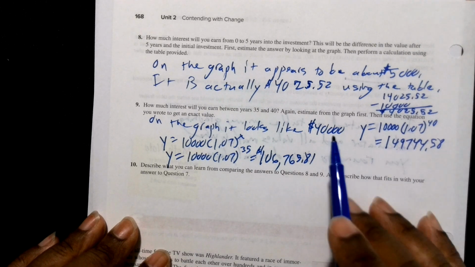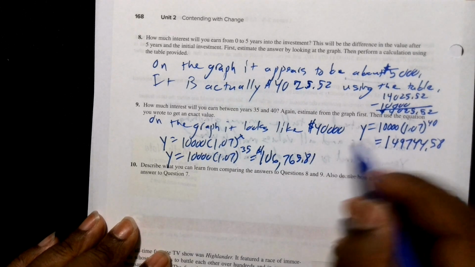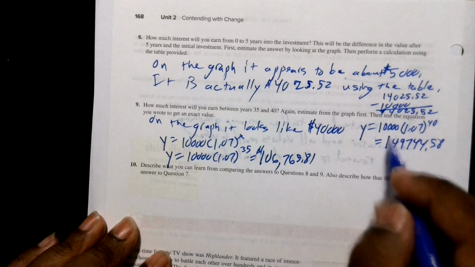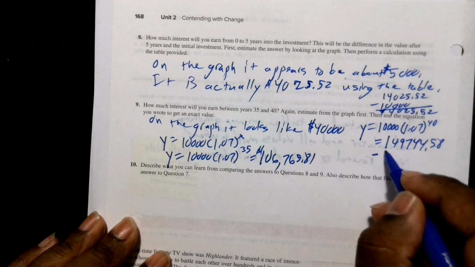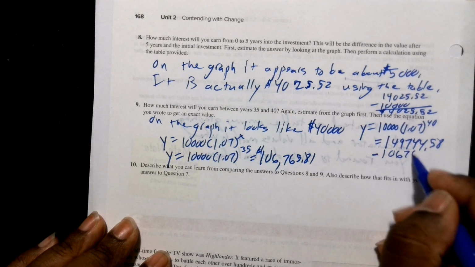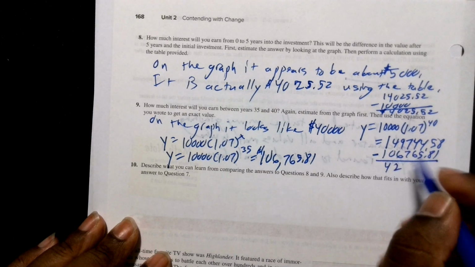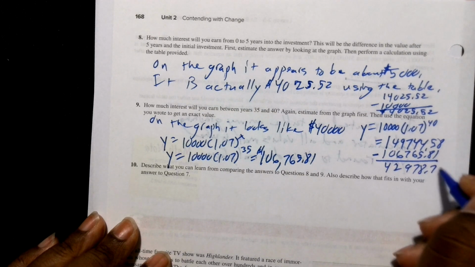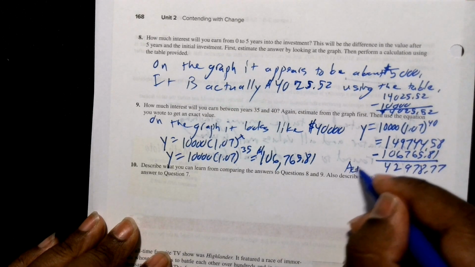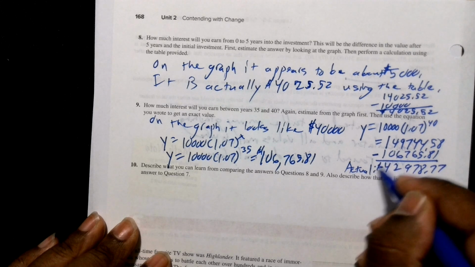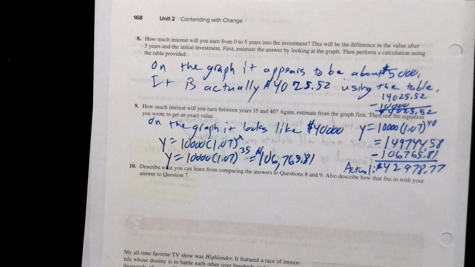So now we need to subtract both. If we subtract both, so we could bring this over here, that would give us $42,978.77. So this is the actual. $42,978.77.